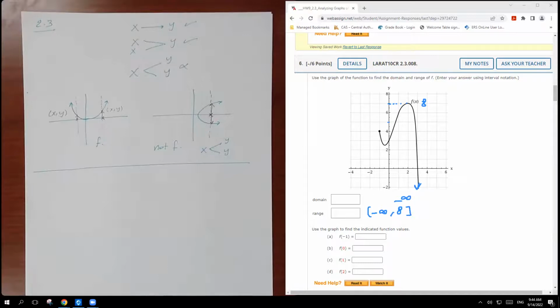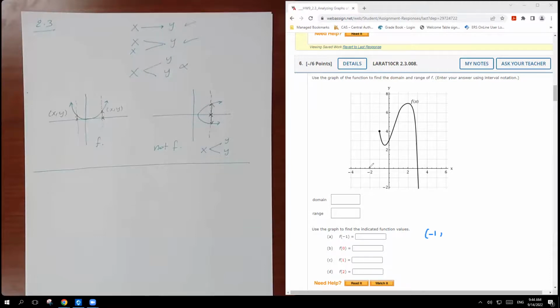That's it for this example. To find f of -1, the same thing, you're going to do exactly the same steps. f of -1 means x is -1. We need to find the y. So here is x = -1.